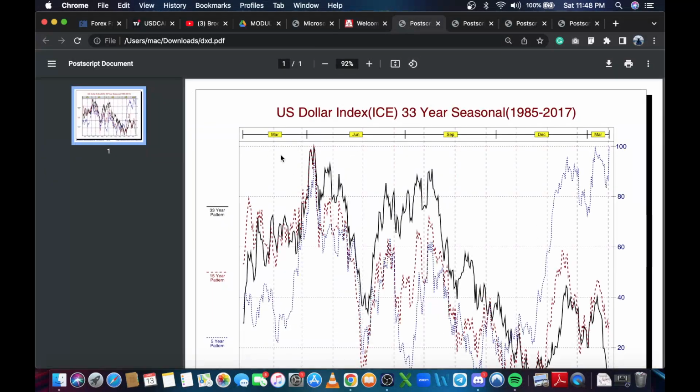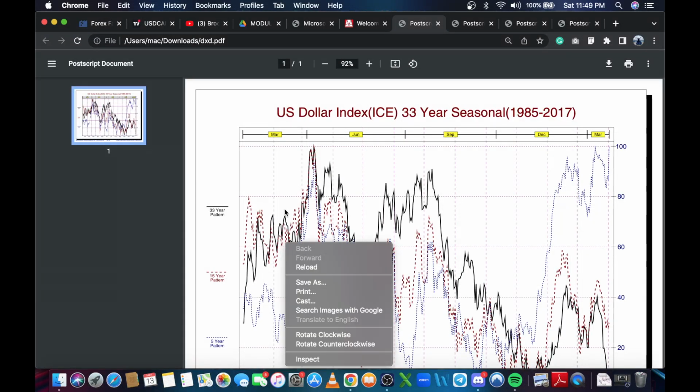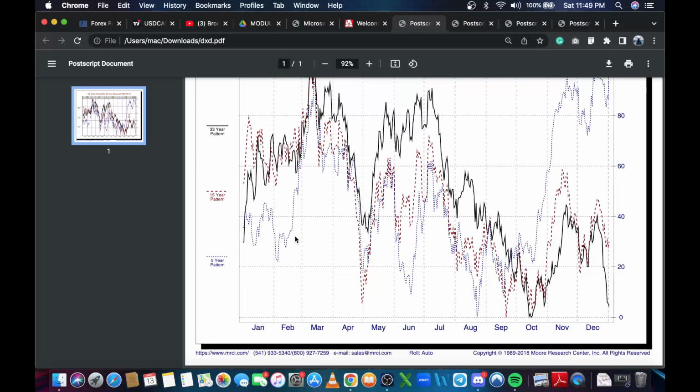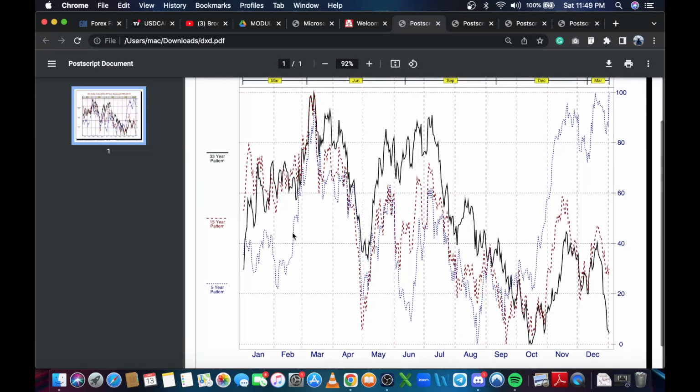So you can see on this chart here, it's a 33-year seasonal. So that's between 1985 on dollar to 2017. Now you can see typically around the month of March. Now you might look at this and say, but well, we rallied. We can see a bull seasonal between the month of January to February, but it's not a strong seasonal. Why is it not a strong seasonal?